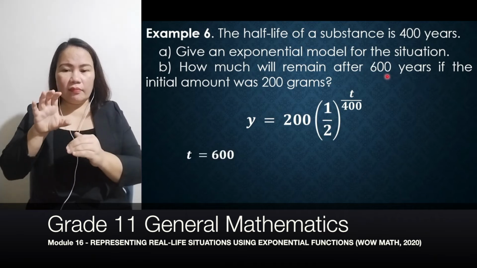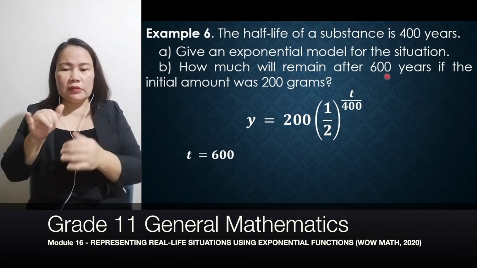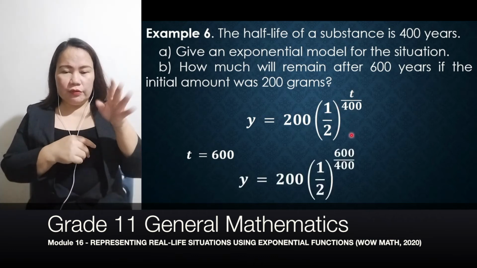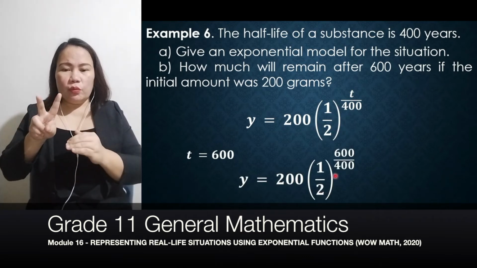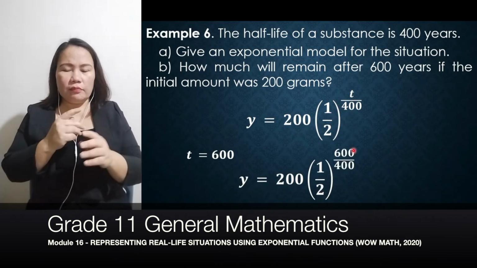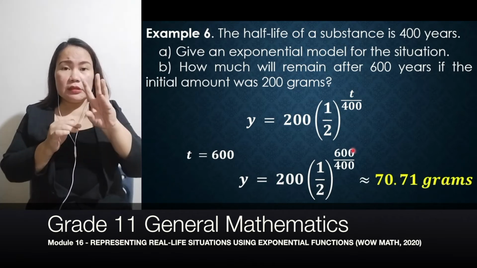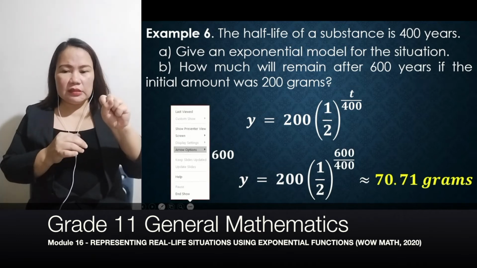So, t is equal to 600. Substitute lang natin sa exponential model natin, y is equal to 200 times 1 half raised to t over 400. That will become y is equal to 200 times 1 half raised to 600 over 400, that is equivalent to 70.71 grams. Okay? You can use your calculator.